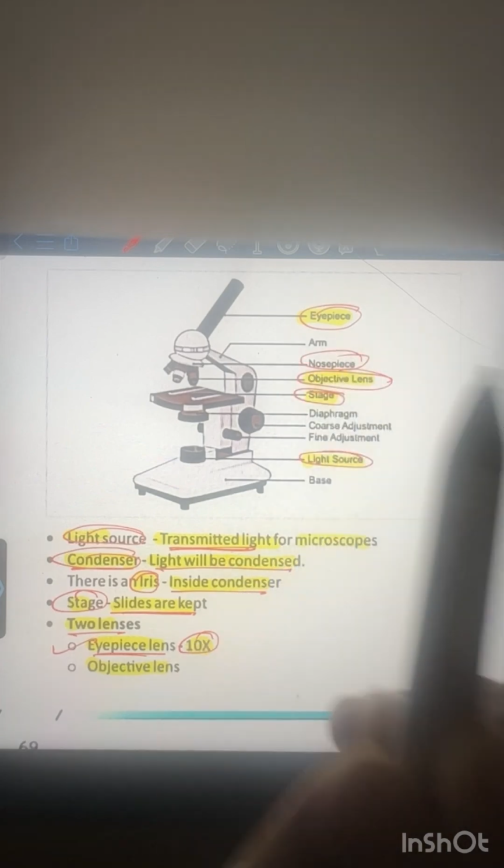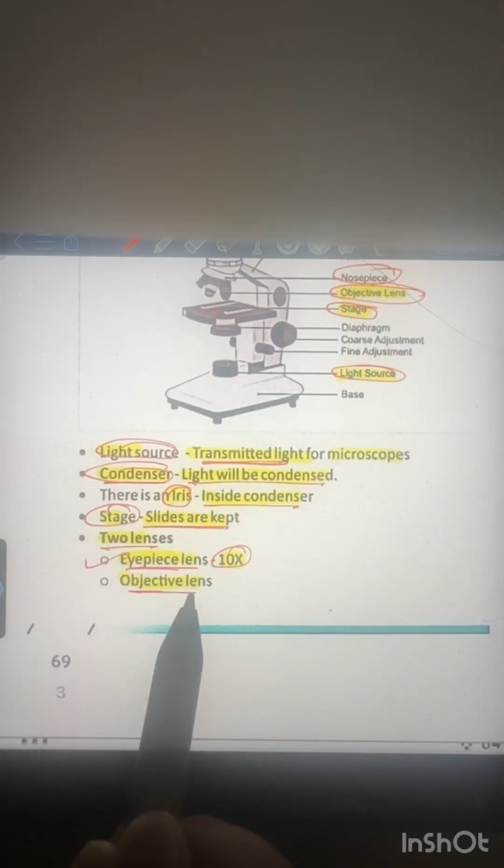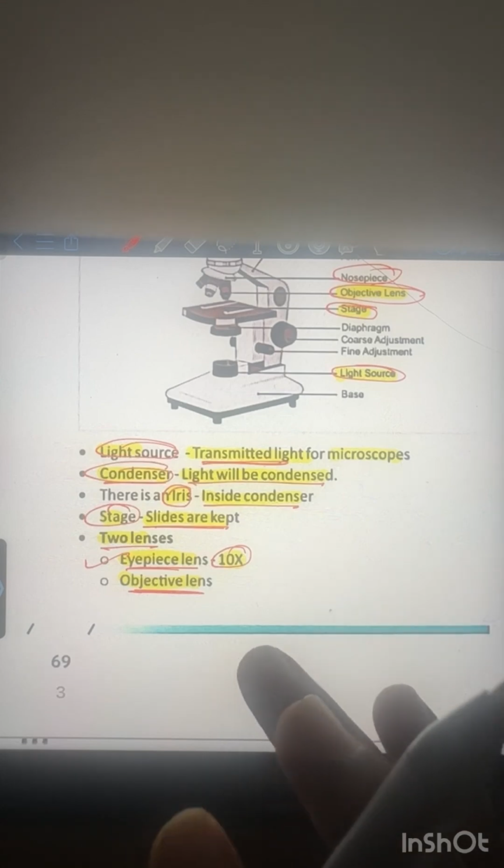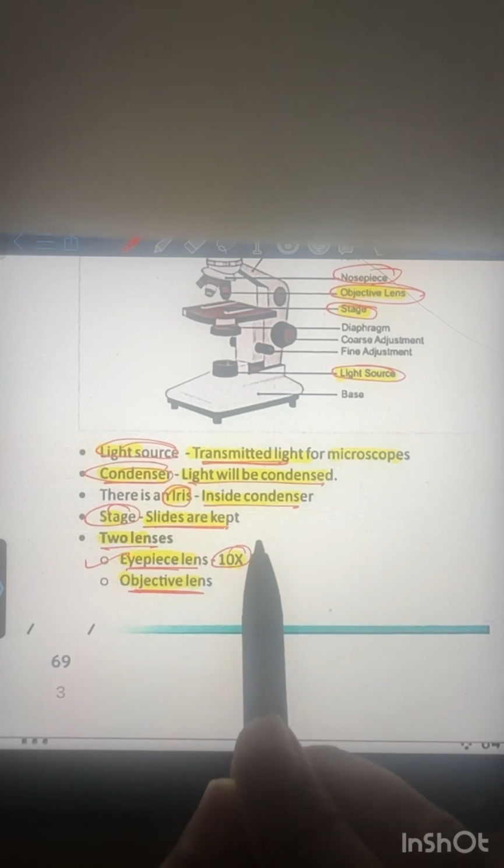And next what they will be asking you is, what are the magnifications of these? Objective lenses, as you saw, there were many. I can see 4 objective lenses over here. Eyepiece lens is just one lens. So the magnification of the eyepiece lens is always going to be 10x, right? Simple. One lens, 10x. But objective lenses can be scanner, that is 4x, low power, that is 10x, high power, that is 40x, and oil immersion, that is 100x. So remember, 4, 10, 40, 100. These are the 4 magnifications that it provides.